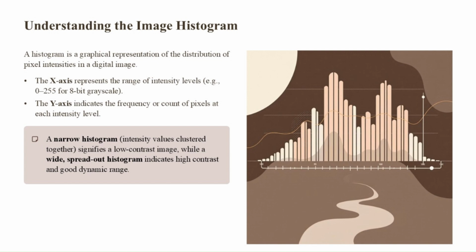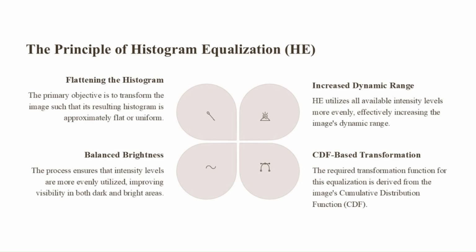If an image is dark, most pixel values are near 0, so the histogram is concentrated on the left side. If it's bright, the histogram shifts to the right. For good contrast, we want the histogram to be spread across the full range, and that's exactly what histogram equalization does. The main principle behind histogram equalization is to flatten or spread out the histogram.